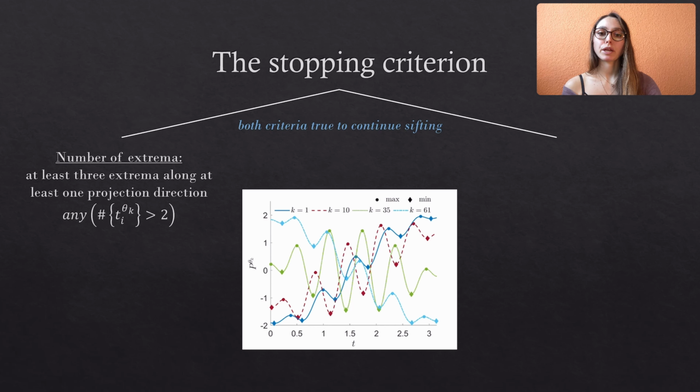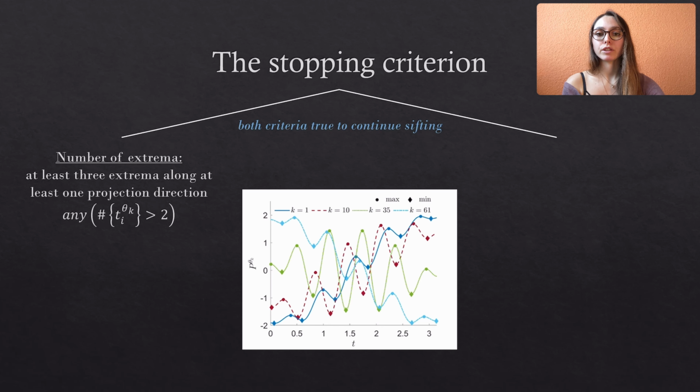Along all the projection directions that we used, at least one projected signal needs to possess at least 3 extrema. In other words, from all the extrema locations T subscript I that we found for the projections K, any, so at least one, must have more than 2 entries. Otherwise, we could not calculate a meaningful envelope, or multiple meaningful envelopes. You might remember this criterion in a similar manner from the univariate EMD, where we stopped the whole decomposition once the residual approached a monotonic function.